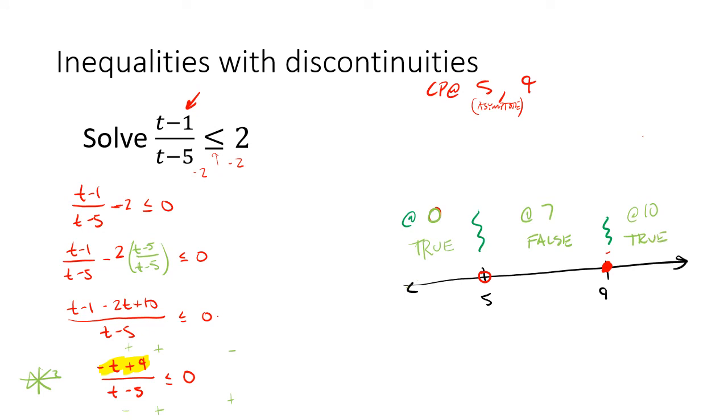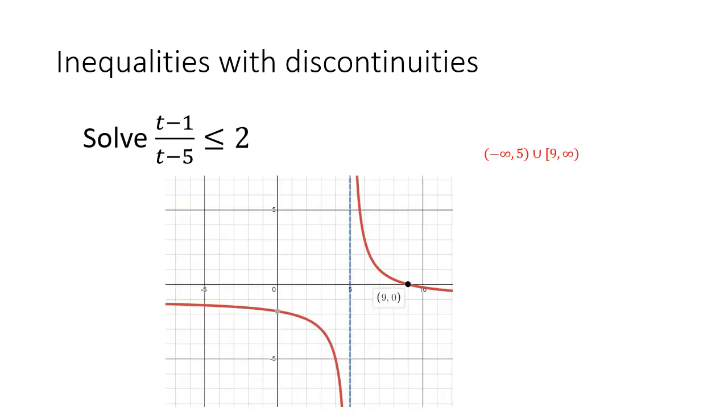We shade where it's true, and we write our answer as negative infinity to 5, non-inclusive of the 5, union, yes inclusive of the 9, to positive infinity. Okay, so that's where we end up.